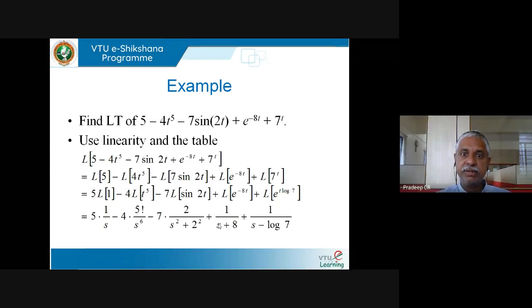So essentially, we have used linearity of Laplace transforms, and we have used table of Laplace transforms, exclusively standard Laplace of standard functions. What do you mean table of Laplace transforms? You have to remember these things. Only way to remember is to solve a few problems, then automatically you remember. Laplace of sin at is a by s square plus a square, Laplace of cos at is s by s square plus a square, etc. You remember these things only if you solve a few problems.